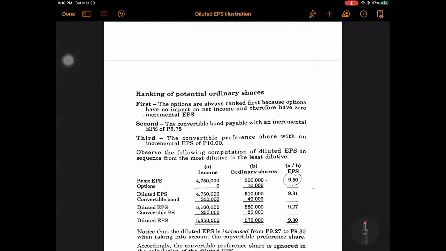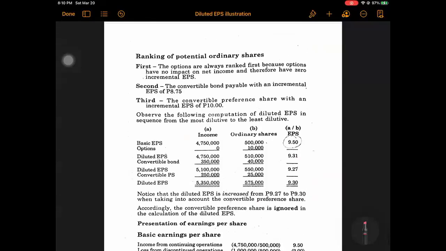Okay, di ba? First, the options are always ranked first because options have no impact on net income and therefore have zero incremental earnings per share. Therefore, si options, dahil kay zero incremental earnings per share, because wala sa effect sa computation sa net income. So zero divided by the incremental 10,000. So wala sa effect. So pinakaubos gid siya.